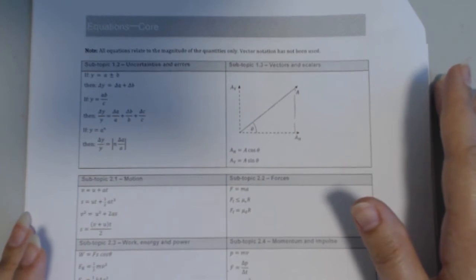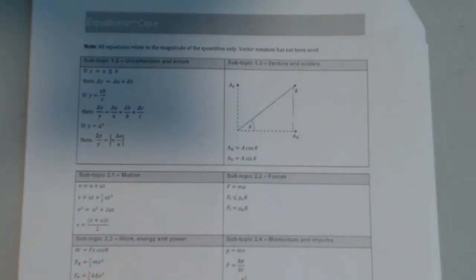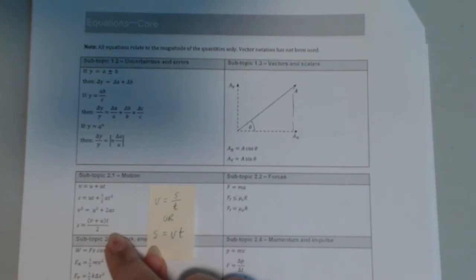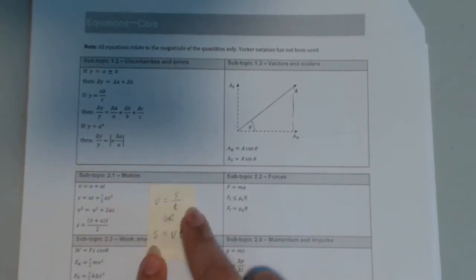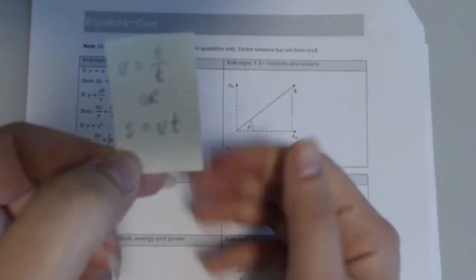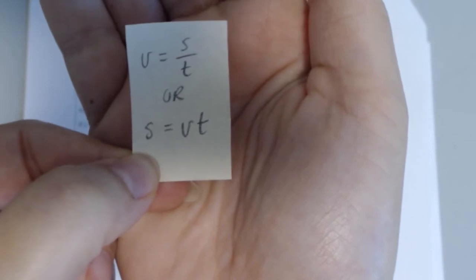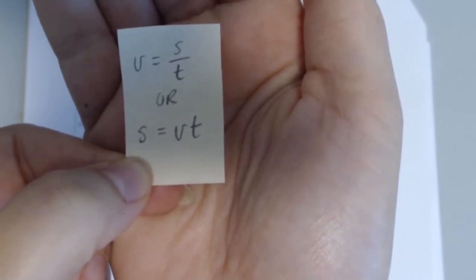Now, it was not excluded on purpose, just as this formula was not excluded from the 2.1 section on purpose. In lesson 2.1, we learned these four kinematics formulas. And in addition to that, we learned that velocity is equal to displacement over time. Let me hold it up to the camera. Velocity is displacement over time, or displacement equals velocity times time.